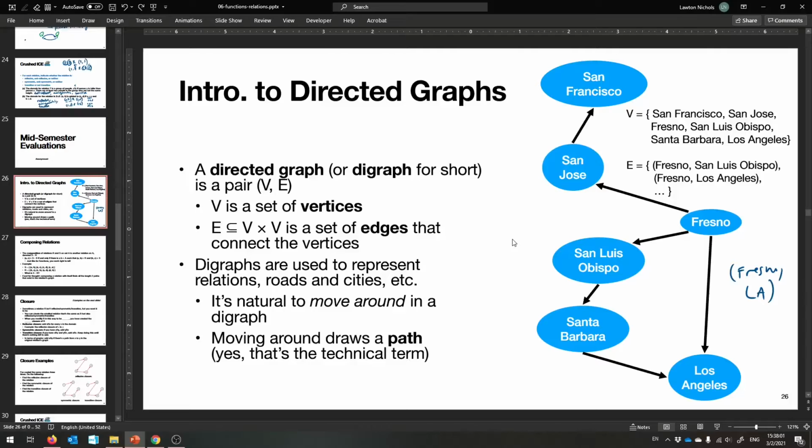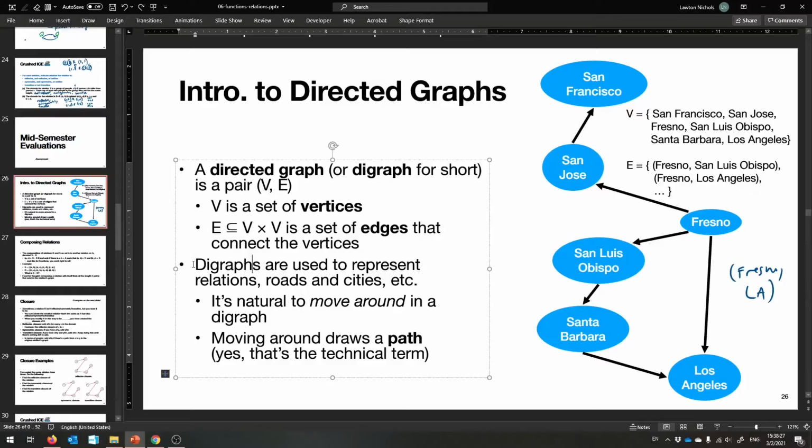So from Fresno, you can go to San Jose, to SLO, or to LA. You can't go straight to Santa Barbara, okay? You kind of have to pass through SLO, at least in my graph here, okay? There's probably a fancy road you could take otherwise. Okay, so that is directed graphs. Are you ready? Let us continue.